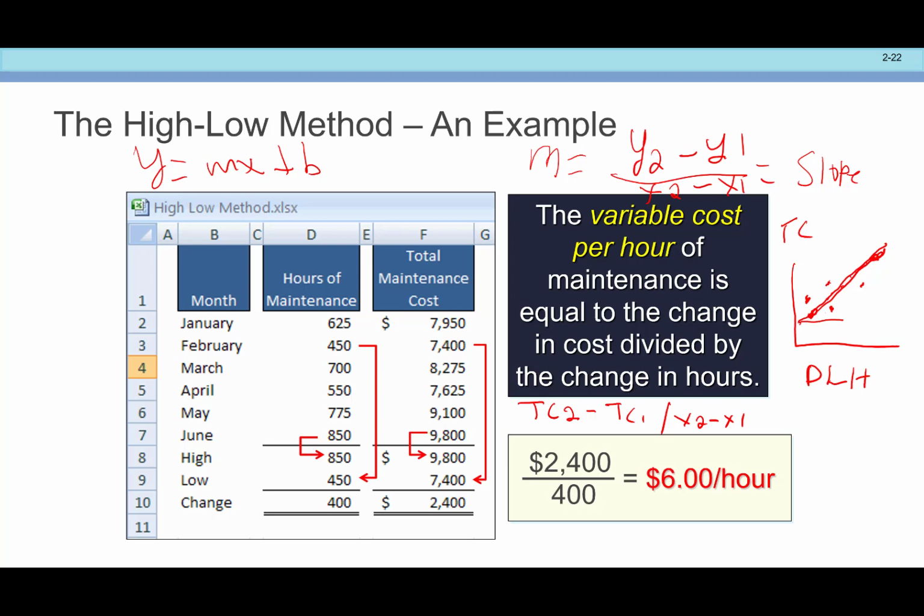And so when we look at the high-low method, all I'm doing is taking total cost 2 minus total cost 1.